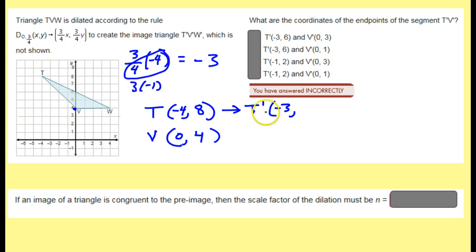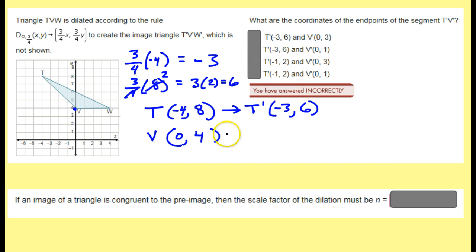Okay, now I'm going to do the same thing with the 8. What is 3/4 times 8? So I did 3/4 times -4, and now I'm going to do 3/4 times 8. Well, 4 goes into 8 twice. So this becomes 3 times 2, which is 6. So that's going to be my T prime.